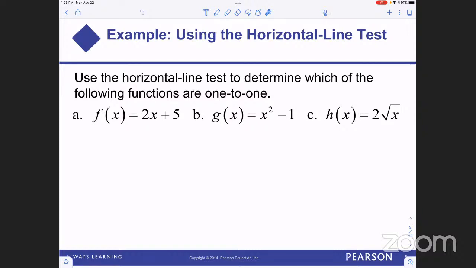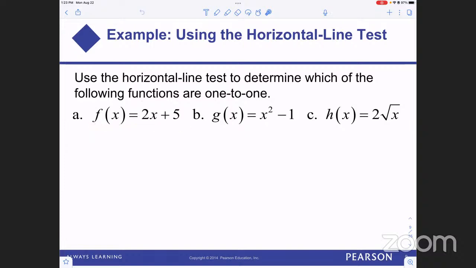So using the horizontal line test, determine which of the following functions are one-to-one, right? I'm just going to talk through these for the sake of time. Can anybody tell me what kind of graph this is going to be? What's the highest exponent on any variable? 1. 1, right? So if the highest exponent is 1, what should be the shape of the graph? If the highest exponent is 1, the shape is going to be a line, right?